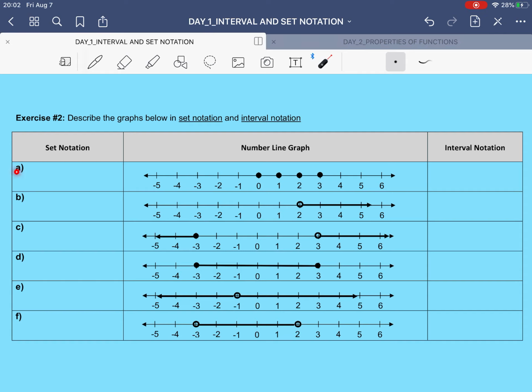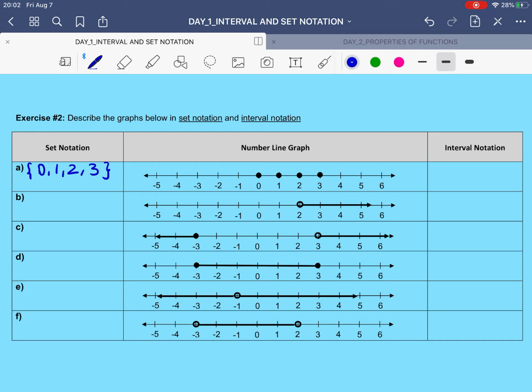So let's get started. In the first example, we have the numbers 0, 1, 2, and 3 marked on the number line. When this is the case, we call them discrete values of x or specific values of x. And an easy way to describe this set of numbers in set notation would be by simply listing the numbers from lowest to highest, separated by a comma and inside the braces.